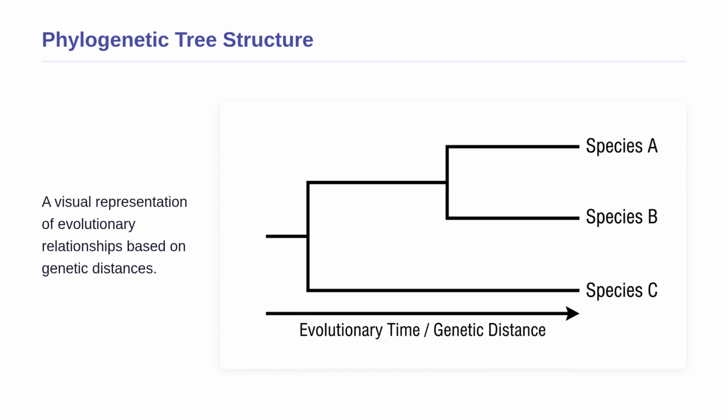Notice how species A and species B join together at a node relatively close to the present day. This indicates they share a very recent common ancestor. If we follow their shared branch further back to the left, it eventually connects to the branch for species C at the root of the tree. The horizontal axis at the bottom represents evolutionary time, or genetic distance. The longer the horizontal branches, the more genetic changes have occurred.